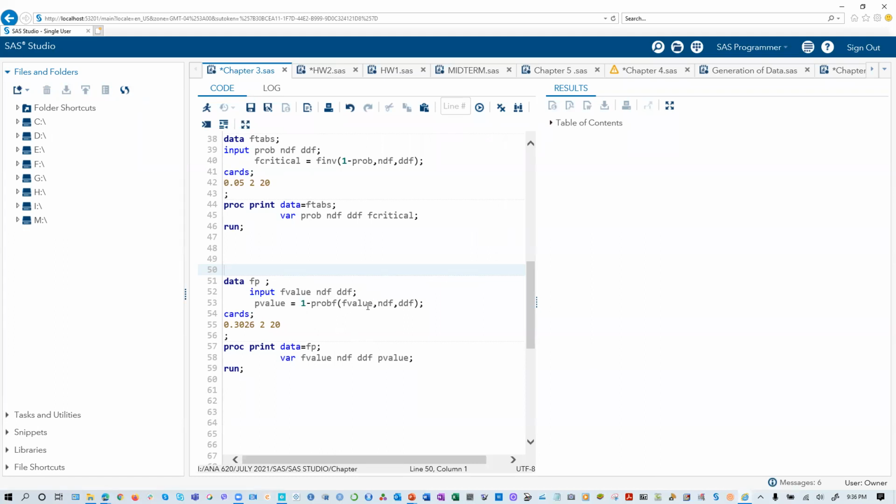This is f naught. This is the numerator degrees of freedom. This is the denominator degrees of freedom to be supplied. I'm going to give the input values as F value, NDF and DDF, and make a data set FP. See, my data name is FP. That means P value for F distribution, the P value based on F distribution.